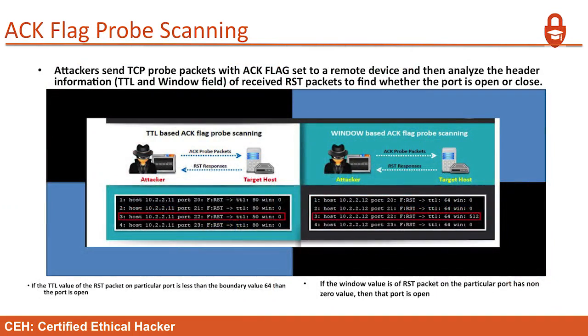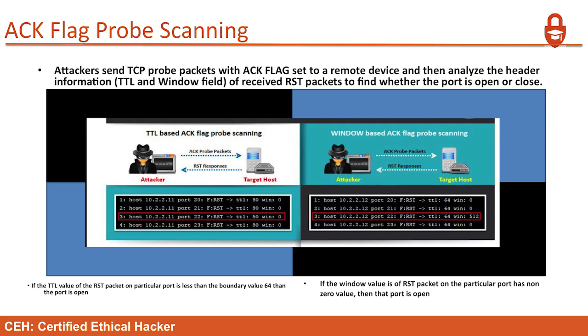ACK flag probe scanning. Attackers send a TCP probe packet with the ACK flag set to a remote device and then analyze the header information, the TTL and window field, of received reset packets to find whether the port is open or closed. So with TTL-based ACK flag probe scanning, you send an ACK probe and you get a reset. If you get an ACK and a reset, that's the scan. With Windows-based ACK flag probe scanning, you send an ACK and you get a reset back.